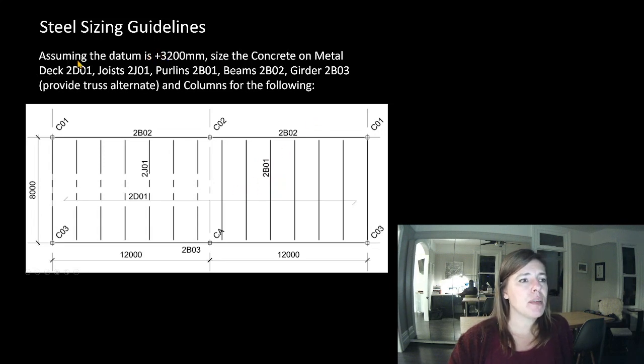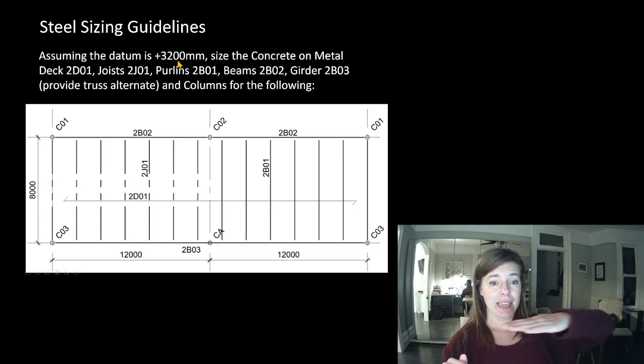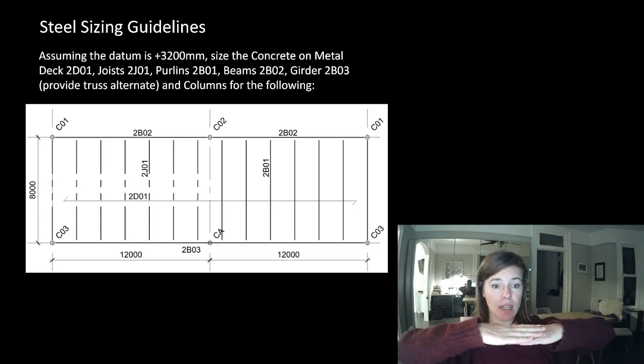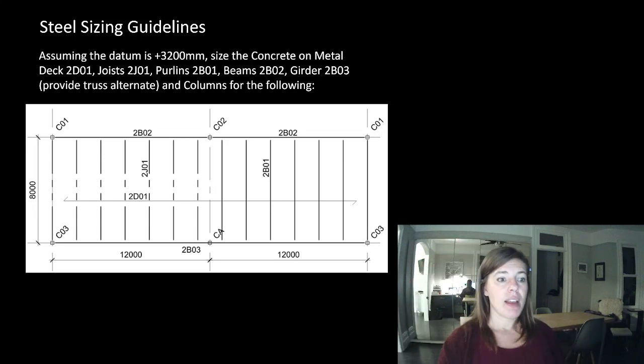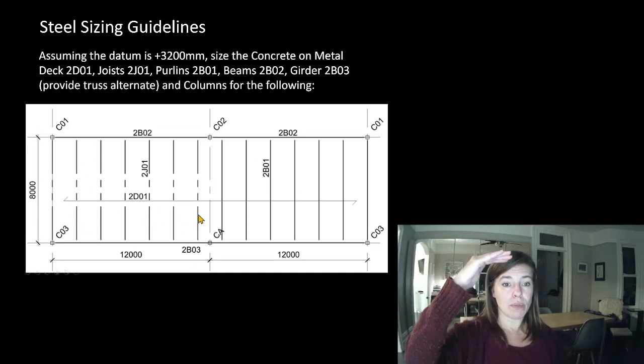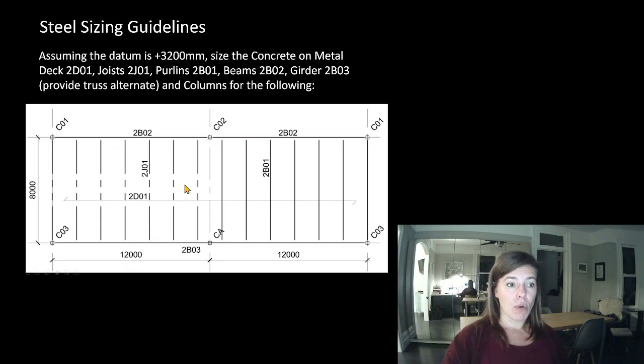Let's come up here and see what they're asking us. So assuming the datum is 3.2 meters, that is telling us we have a ground and we have a datum that is 3.2 meters in the air. They're telling us that this floor is 3.2 meters in the air. So that is telling us that these columns are 3.2 meters tall.